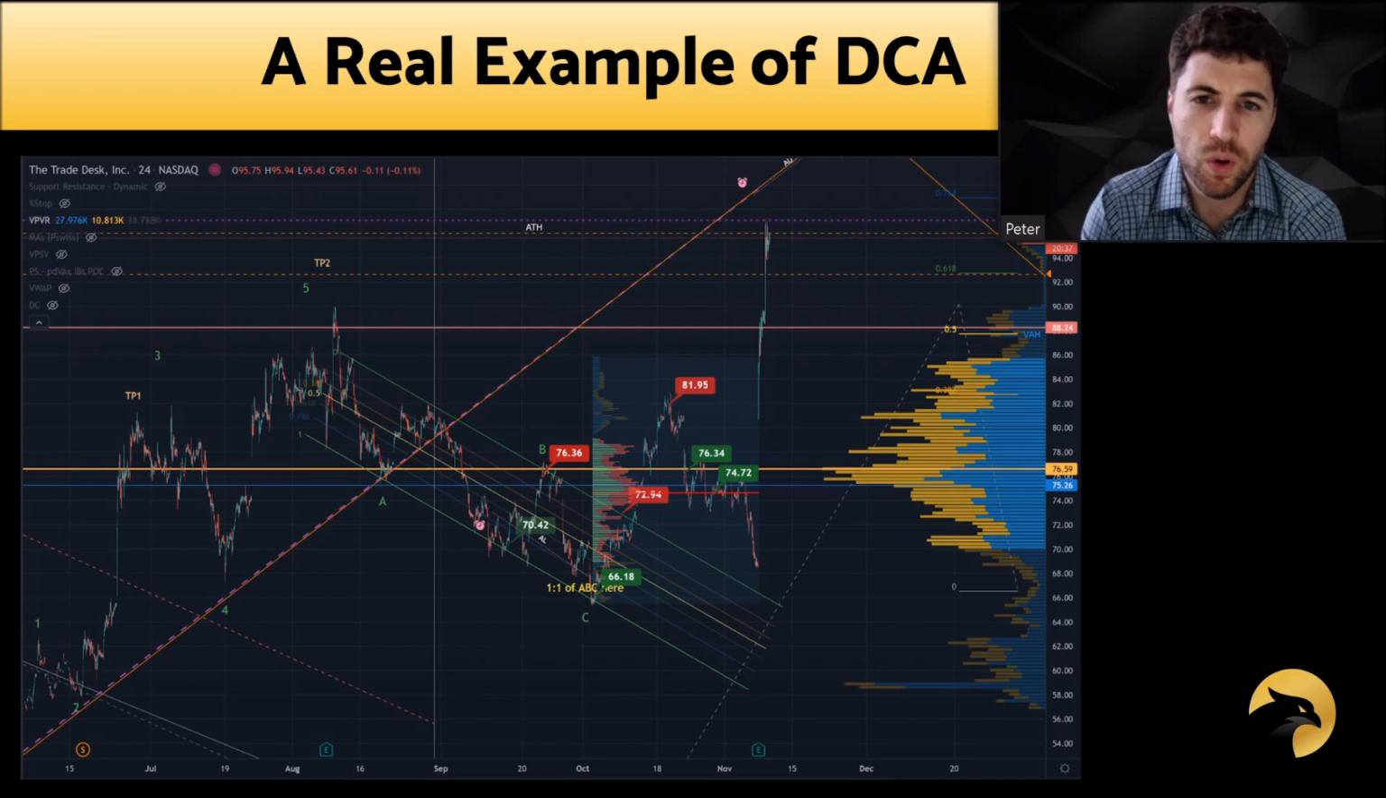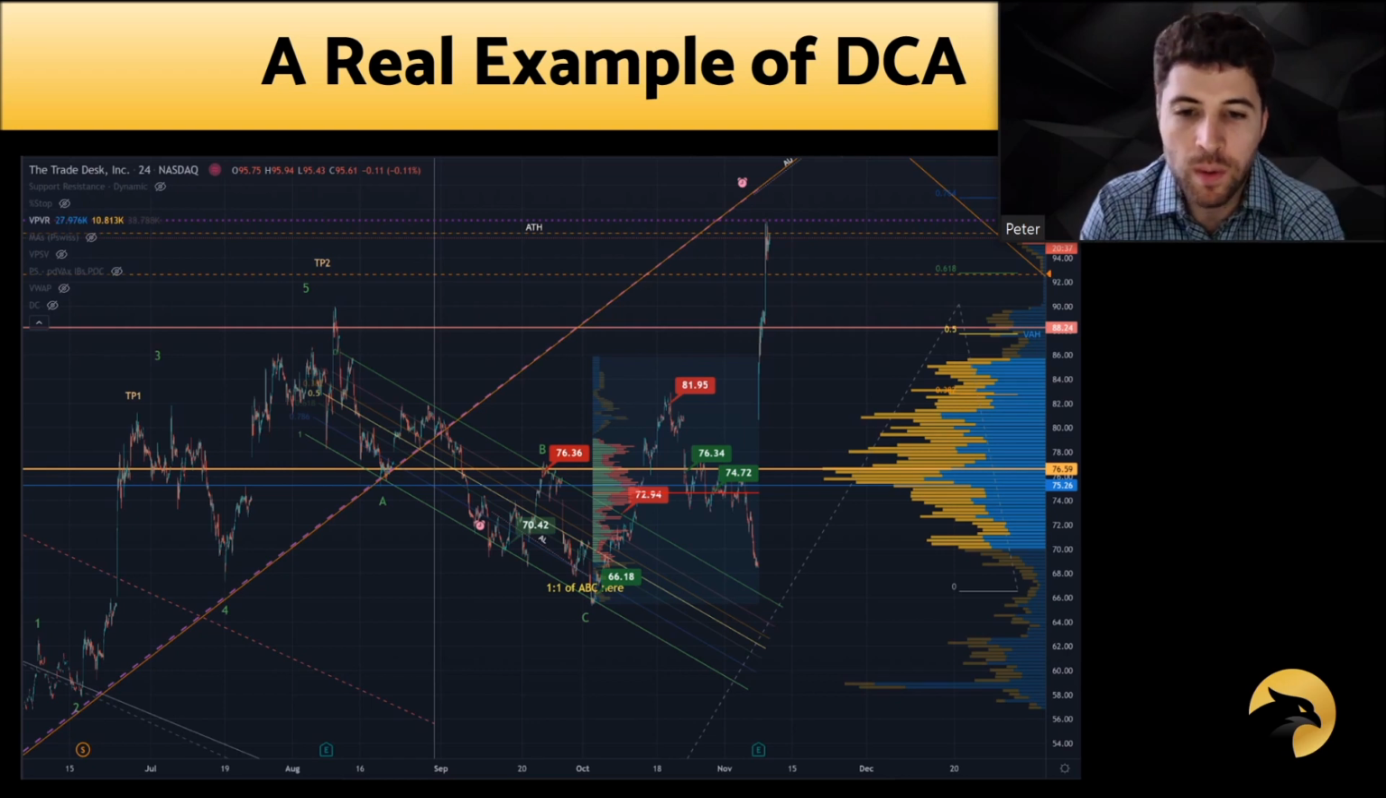So let's talk about a real world example of dollar cost averaging. This was a series of trades that I made in the trade desk, and I was trading this channel. The two green lines are the extremities of this channel, and I love channel trading because it's predictable, and can be very profitable if you handle it well.